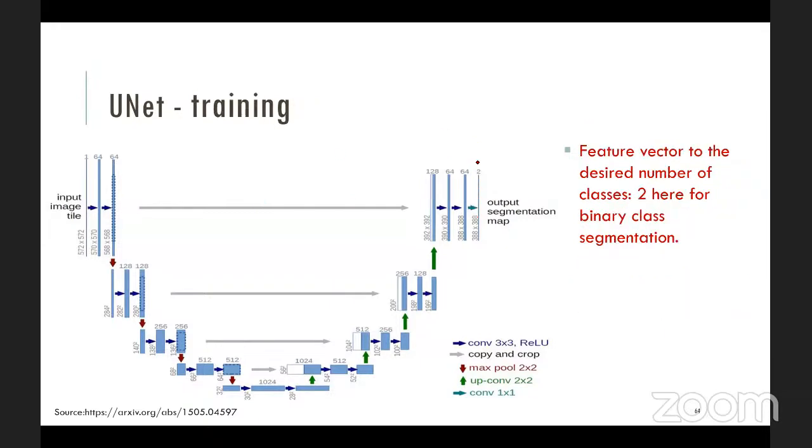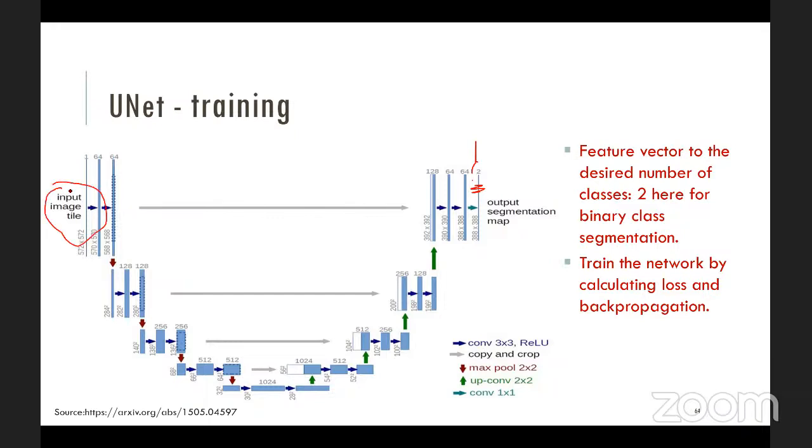Now at last we need a feature vector equal to the desired number of classes, right? Why are we getting 2 here? This is a standard architecture they gave, and here they used it for binary class segmentation, okay? Now we can train a network. Till now you are making use of the input image. I told you that this comes under the supervised learning category, so along with the images, we need the mask also, right?